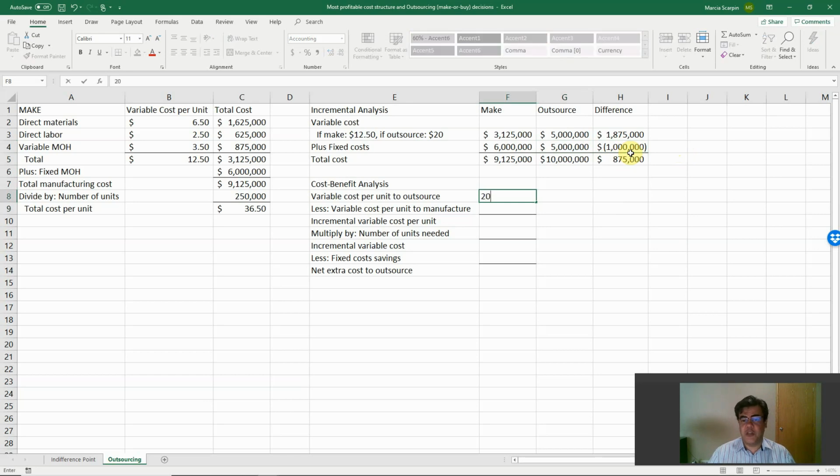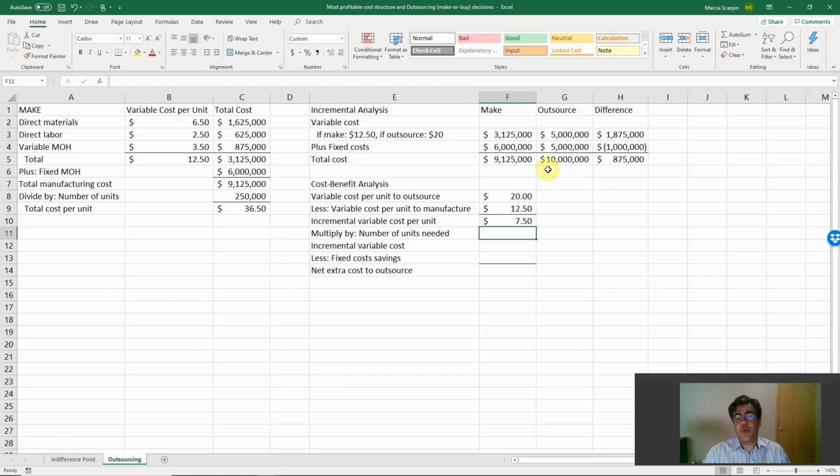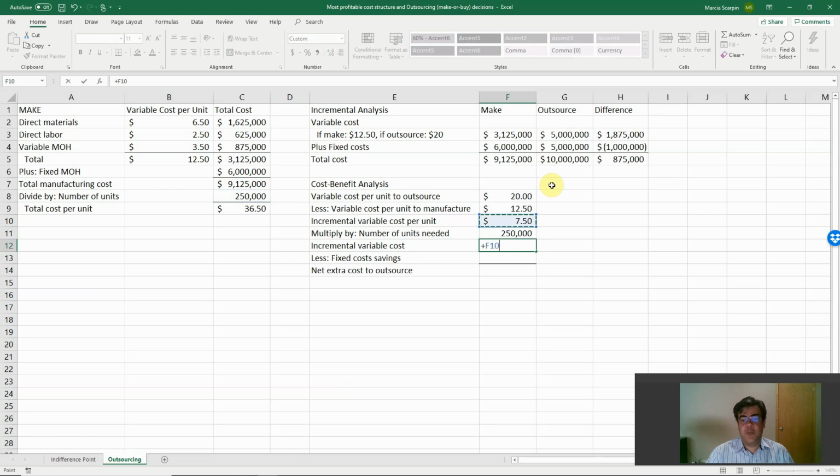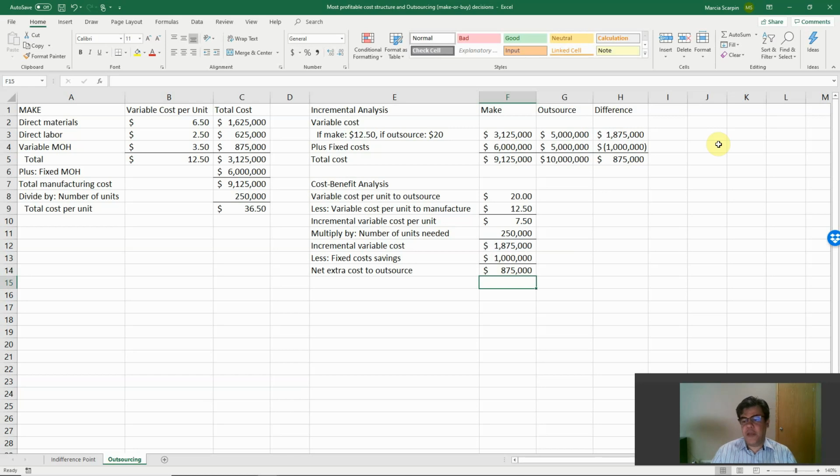Or another way to do that is the cost benefit analysis. Variable cost per unit to outsource, 20. Variable cost per unit to manufacture, 12.50. Incremental cost: our cost will increase by $7.50. Multiply by the number of units needed, 250. So the incremental variable cost will be 7.50 times 250, less fixed cost savings, 6 million less 5, $1 million. Net extra cost to outsource, 1,875,000 less 1 million, we will pay 875 more.